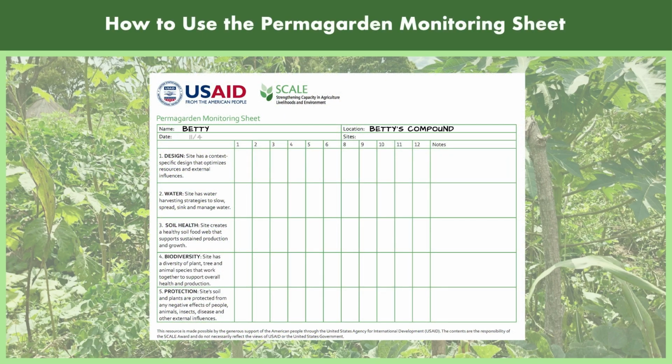As we have seen in the course, Permagardens can be used in a wide variety of environments. For this reason, the checklist is designed to be easily adapted so that it can be tailored to the environmental conditions in your project area. Before starting to use it, pilot the checklist and adapt it so that it is relevant for your specific context.